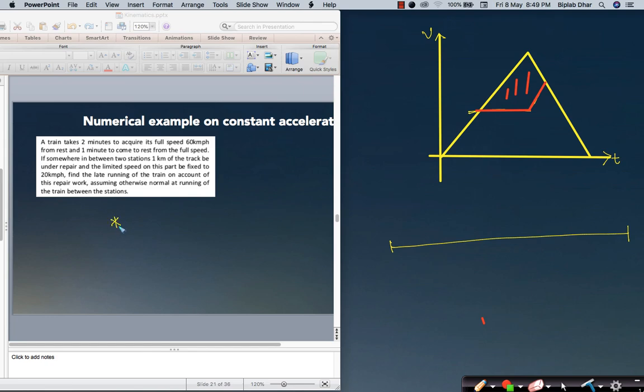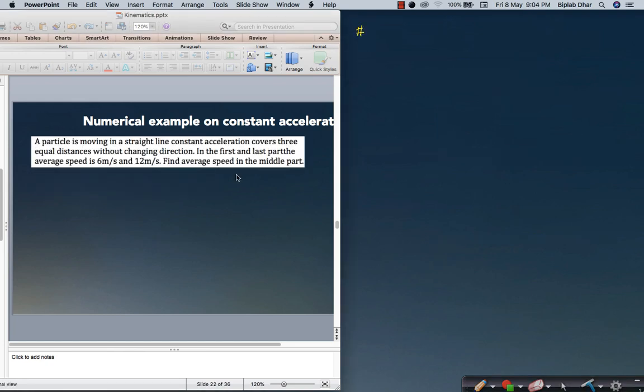The question should have the note that this 1 kilometer of repairing work actually lies in the region where the train normally runs at 60 kilometer per hour. Then only the answer is 1/62. Otherwise, it will be a different answer. You try to solve it. Let's see the last question.